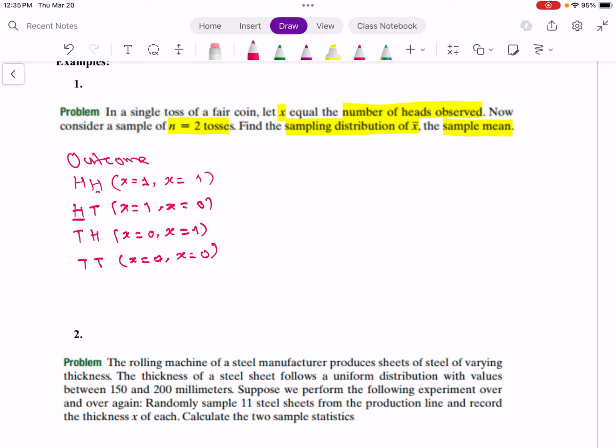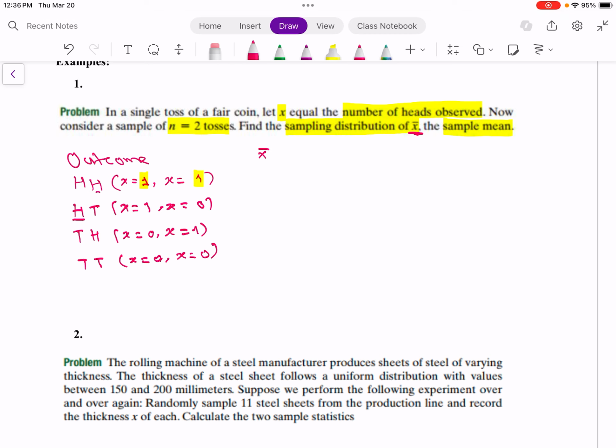So we have the experiment of tossing a coin, we make our two tosses, and the next thing we do is give the value of X on each toss, where we define X to be the number of heads observed. Now we are asked to find the sampling distribution of X bar. So let's find X bar here. For each outcome, what will be X bar? For the first outcome, our X is 1 and the other X is 1.